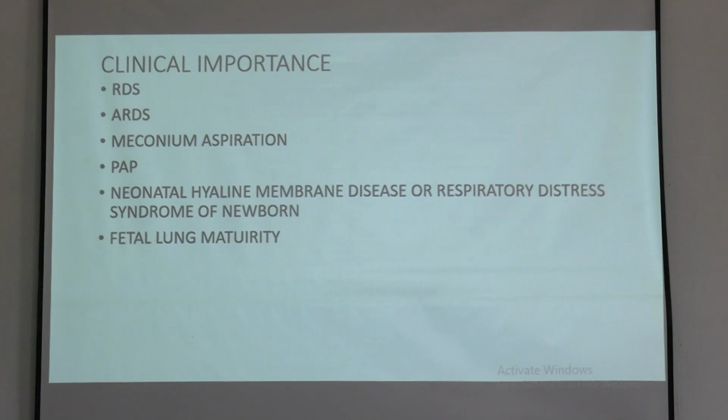Fetal lung maturity: if we want to check after 30 weeks of gestation whether the lung has matured properly or not, how will you identify? We will check the L by S ratio, that is the lecithin by sphingomyelin ratio. If it is less than 2:1, it means the surfactant is not produced enough. But if PG, phosphatidylglycerol, is present, it means the lung has matured enough.